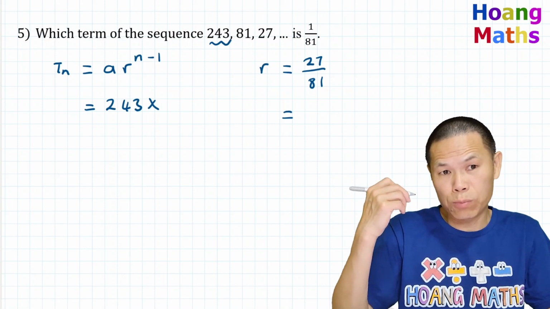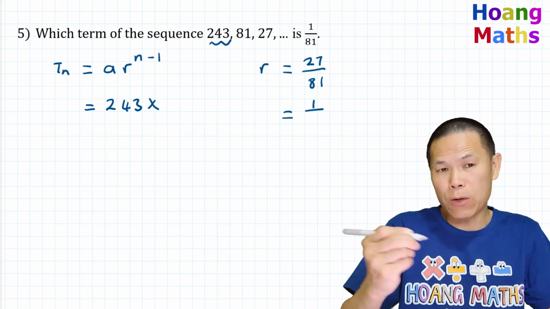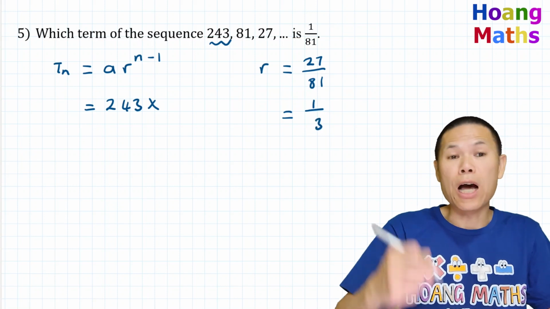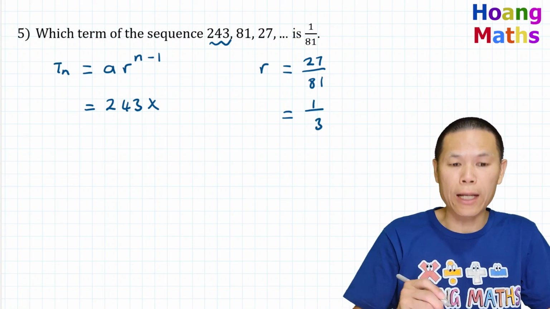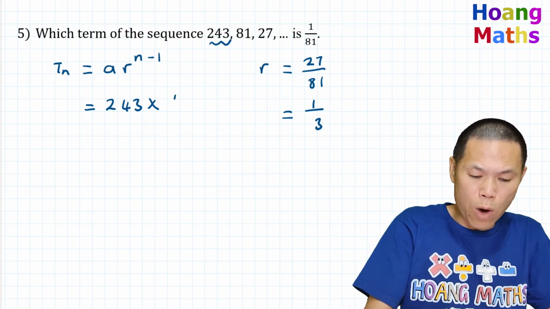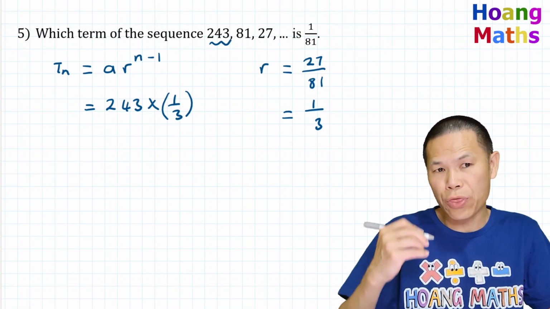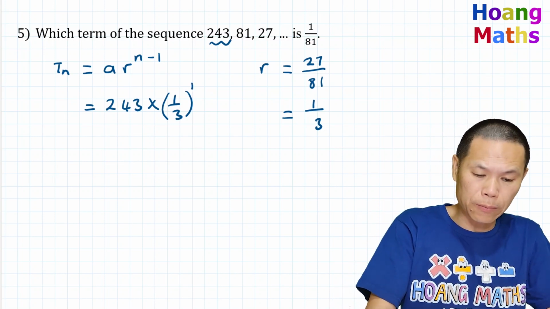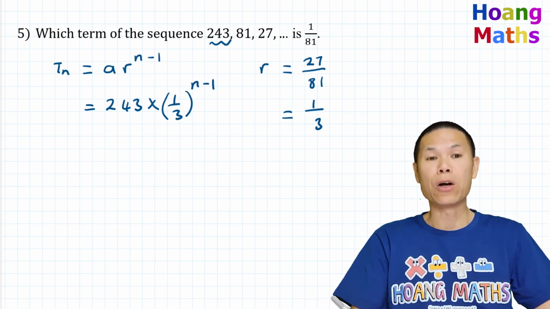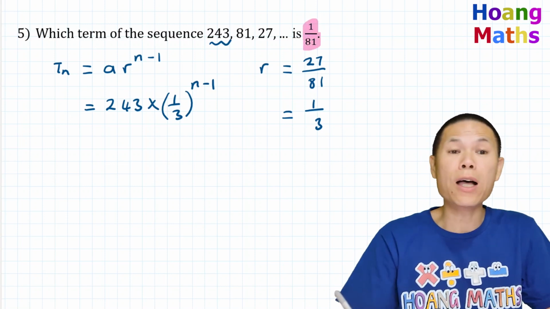If we divide both by 27, that gives me 1, and 81 divided by 27 is 3. Otherwise, you can just put it on a calculator. You should get a third. So that will give me times by 1 over 3. Of course, we need brackets because it's 1/3 to the power of n minus 1. So there you go. Now we know that Tn is 1 over 81.